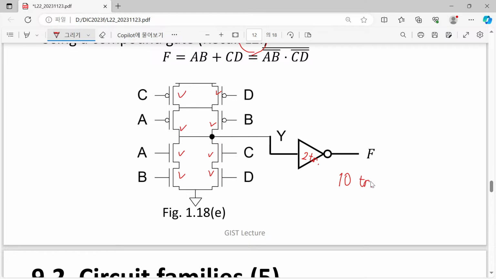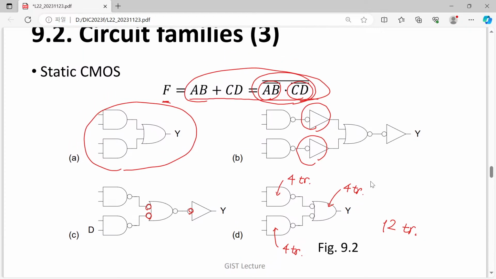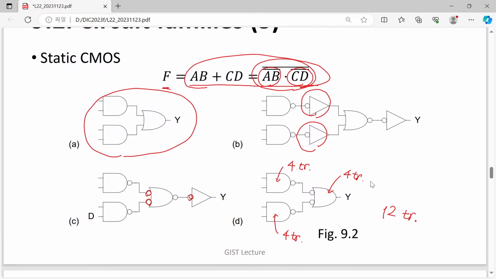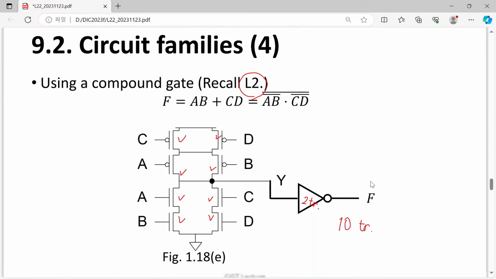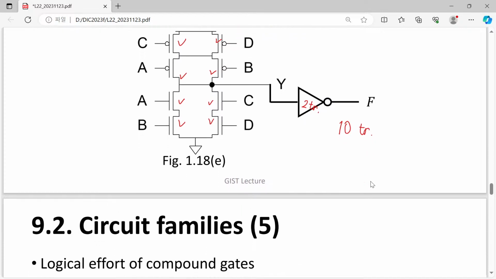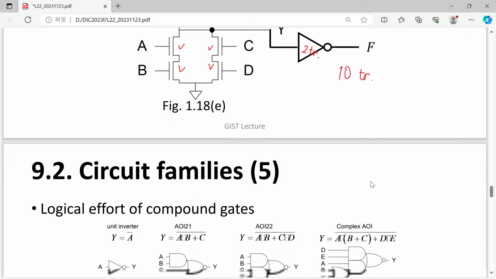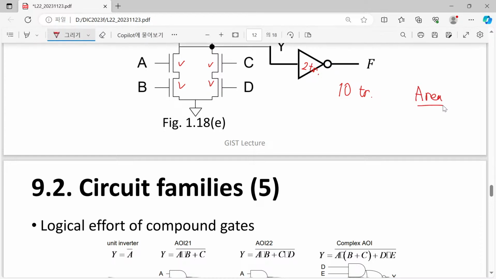Wow. So compared with our previous one, this combination of three NAND gates, we can reduce the use of transistors. Yes, that is a quite significant reduction. From the viewpoint of our area, it is certainly beneficial. Then how about in terms of, for example, delay?